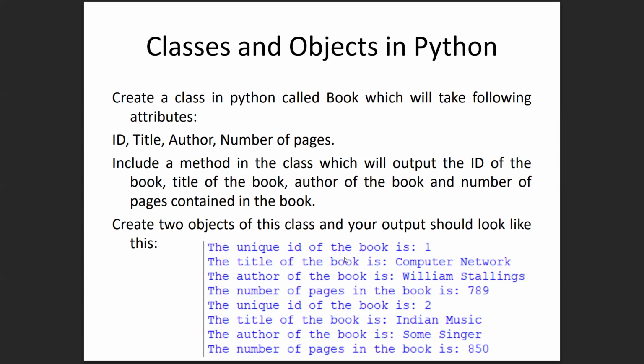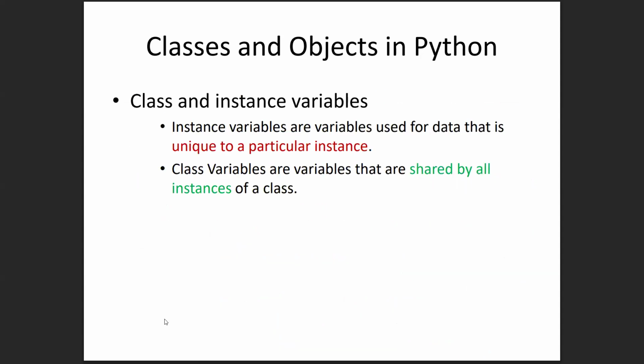Like, the output should be in this format. You have to create two objects for the class and also get the output like this. So this is the example. And see what class and instance variables are.